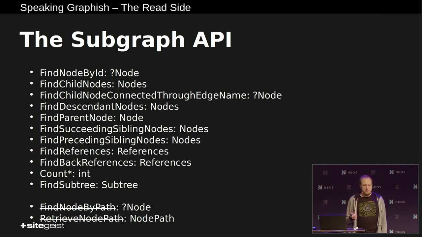You can have additional parameters, for example, for find child node connected through edge name, it would be nice to also pass the edge name. For example, main for the main content collection. And where it makes sense, these operations or queries also have a filters object. So you can, for example, say, OK, give me all descendants of a certain type or with certain property values. We'll look into that later.